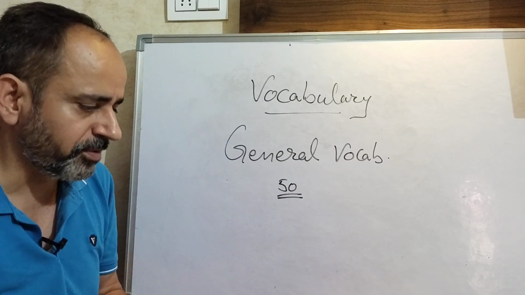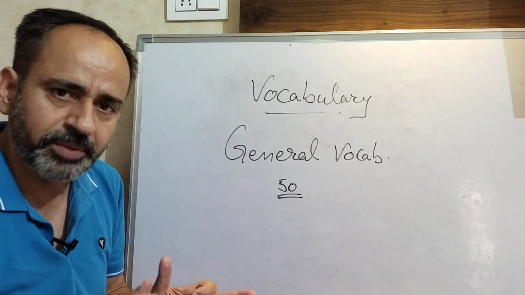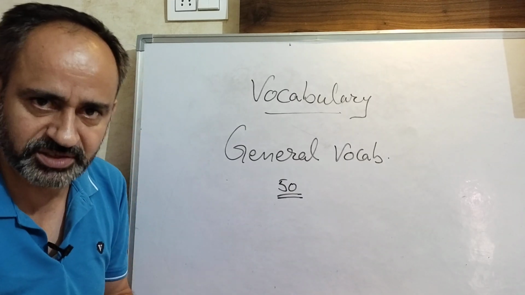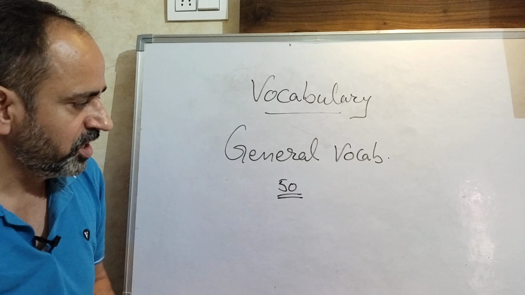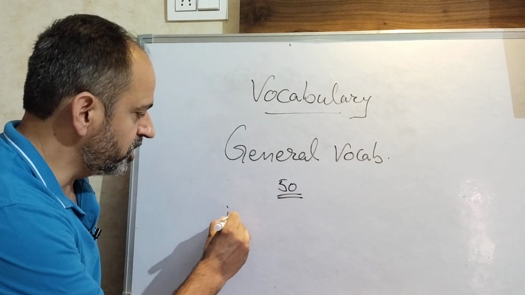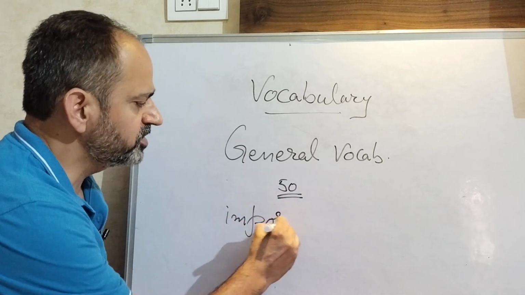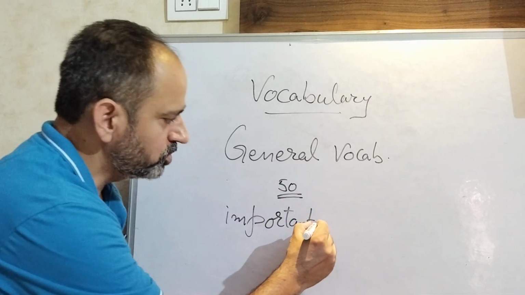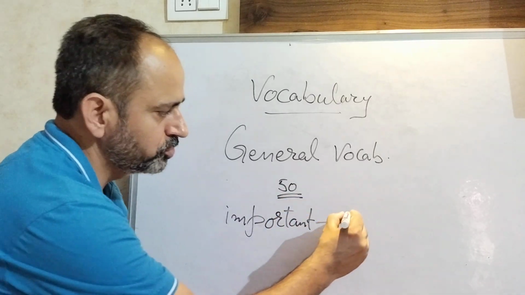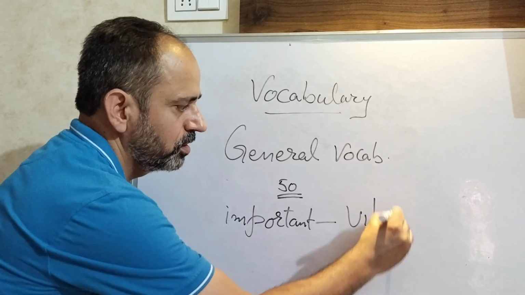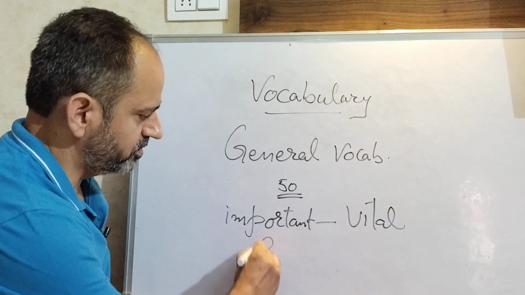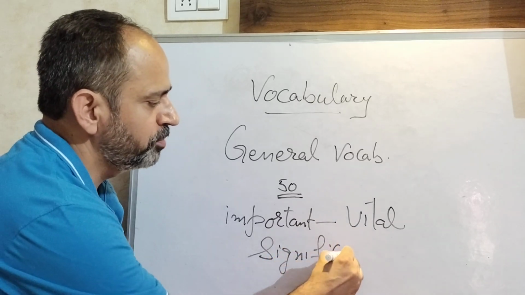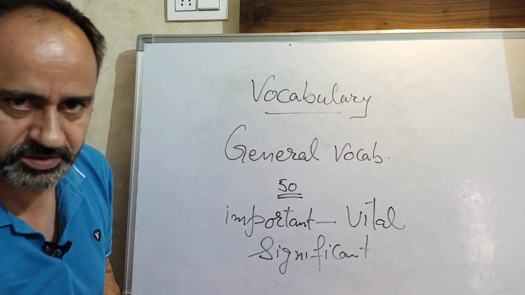What is this general vocabulary? This is the vocabulary which you can use in any essay writing or in any speaking. For example, if you have to say important, important is a common word, a general word. This is not a topic based word. So instead of saying important, you should say vital or significant, and make a list of such words.